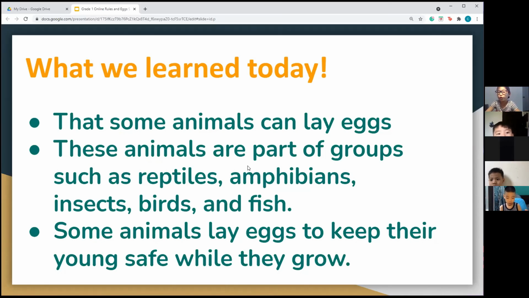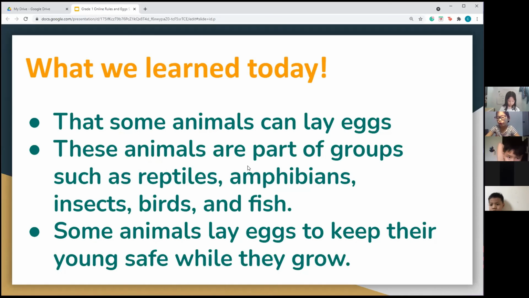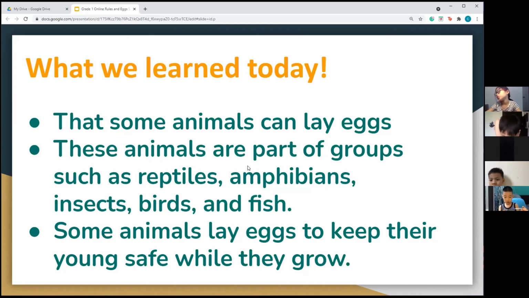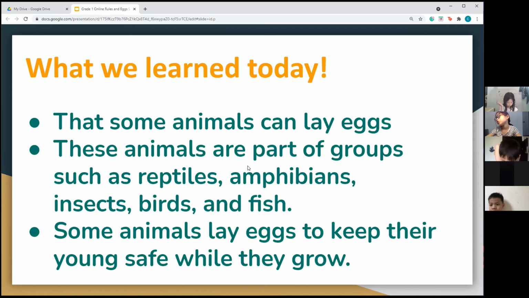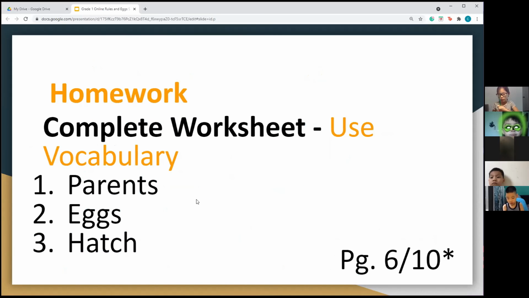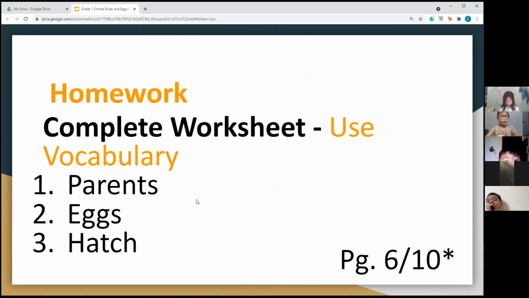And then finally, some animals lay eggs to keep their young safe. The eggs will help protect the babies while they grow. Remember, some parents do not take care of their young. And remember, your homework is to complete the worksheet and use the vocabulary parents, eggs, and hatch.